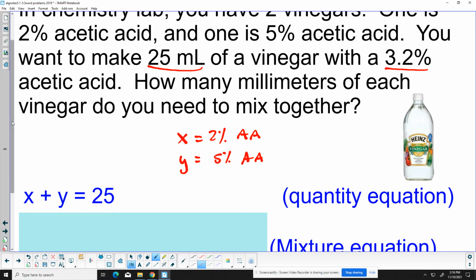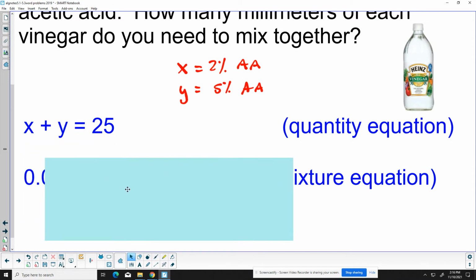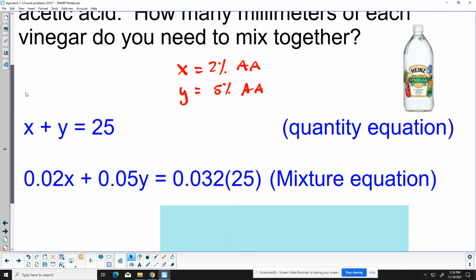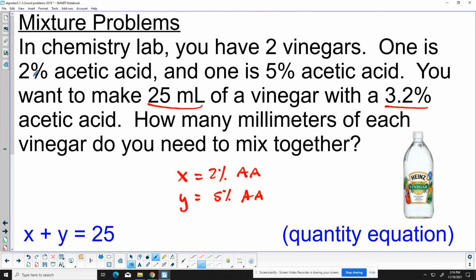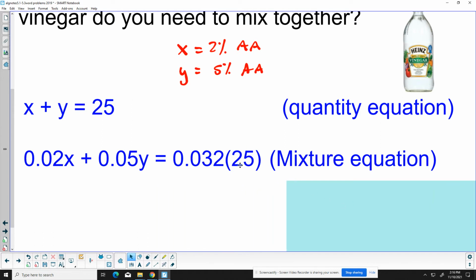And then to do my mixture for the 3.2%, I have to change them all to decimals rather than percents. So remember, when I do that, I take my decimal and I move it up two places. So I'm going to go up 1, 2, 1, 2, and 1, 2. And that's going to give me the decimals I can use. So if you noticed in the mixture equation, I did the 0.02x plus the 0.05y because I'm adding those two mixtures together. And I put what I want, the 3.2% as a decimal, and I multiply it by how much I want, which is the 25 milliliters. So this one's just a little bit different because you have to put the other total in there, the 25, and you have to multiply.